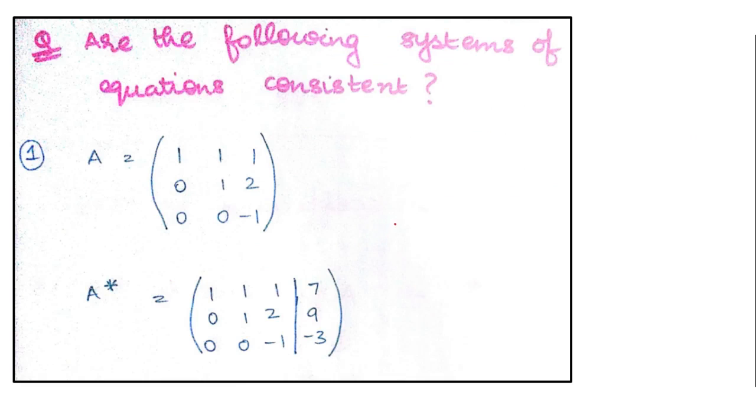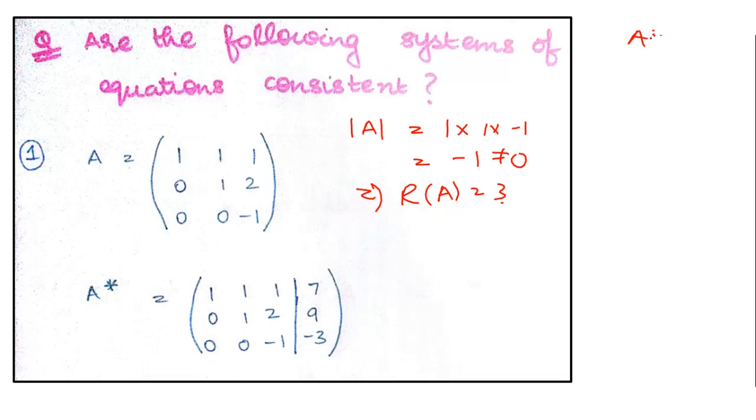So here you can see that A is clearly an upper triangular matrix. The determinant of A is equal to 1 into 1 into minus 1, which is equal to minus 1, which is not equal to 0, which implies the rank of A is equal to 3. Now, here's the thing. This is very important.